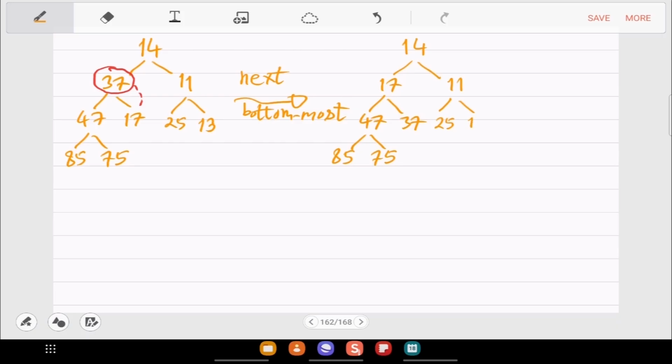Correct. Yeah, so you might have to go down. But let us continue with this example. So, yeah, hopefully this is correct. It's the same heap. Only 37, 17 is exchanged. Next what?